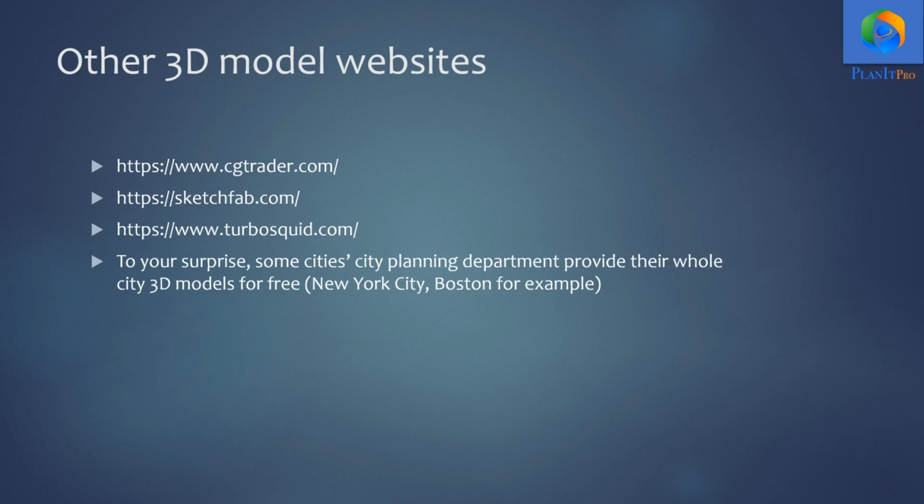In addition to those commercial websites, sometimes you may find your city might have that model themselves. For example, New York City, Boston, I found their city planning department released their whole city model for free. So you can get them but you probably need some process to make them work. Then you can import them to Planit.